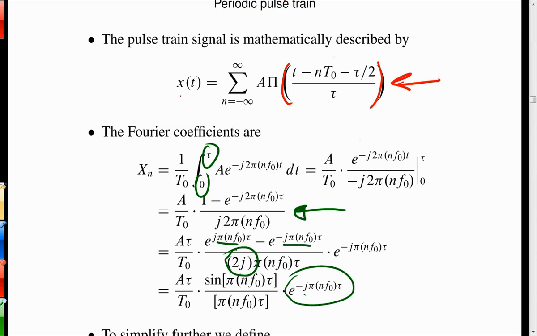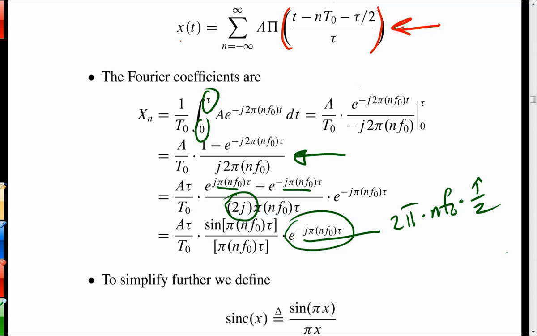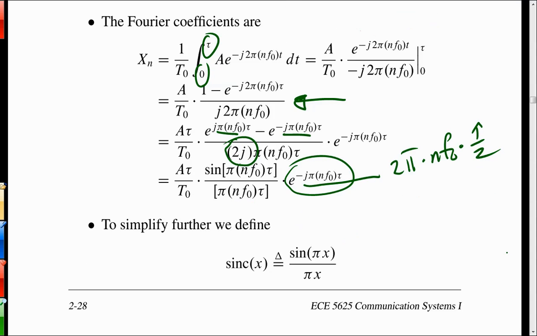This actually comes from, if we put a 2 pi in here times n f naught, there would be a tau over 2 sitting in there. Remember, the initial pulse was shifted from being centered here, it was shifted over by tau over 2. That's the remnant from that, actually. It doesn't affect the magnitude of the Fourier coefficient because the magnitude of a complex exponential is 1. The further simplification is to call this term right here a sinc function, sine pi x over pi x.